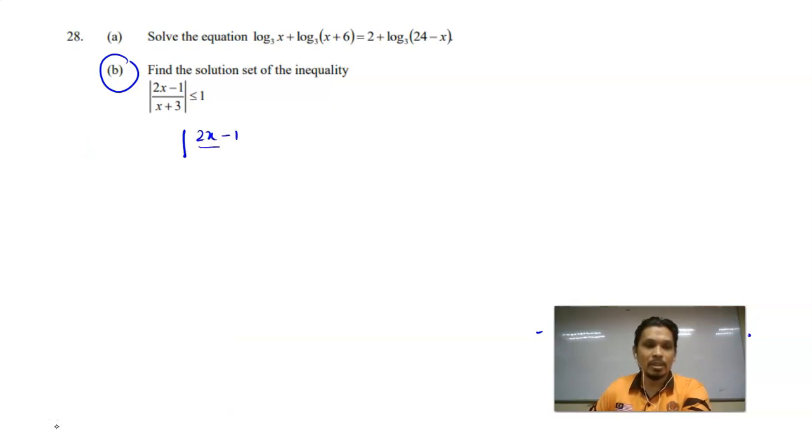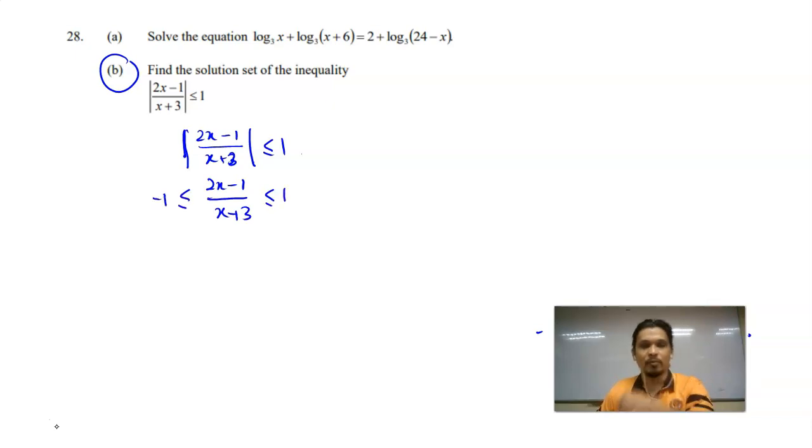Okay. For this one here, modulus of (2x minus 1) divided by (x plus 3) less than or equal to 1. Okay. So when it comes to absolute values of a function less than or equal, in this case we can simply come up with (2x minus 1) divided by (x plus 3) less than or equal to 1 and greater than or equal to negative 1.